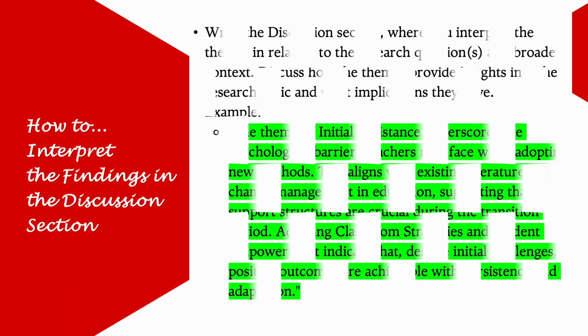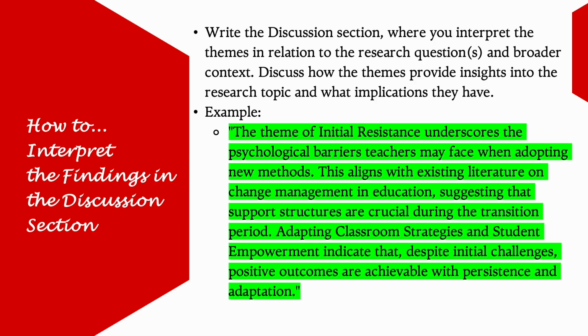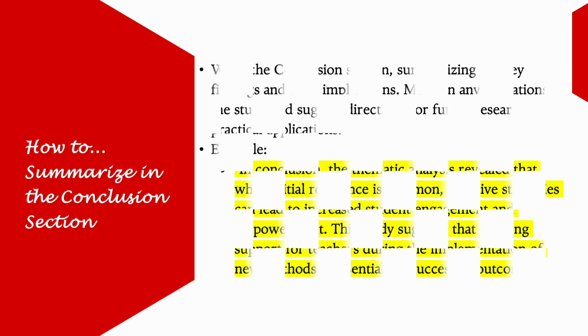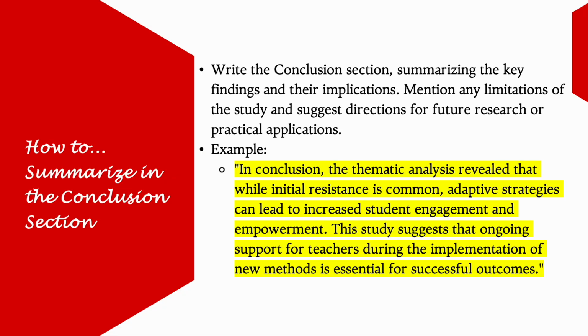How to interpret the findings in the discussion section. Write the discussion section where you interpret the themes in relation to the research questions and broader context. Discuss how the themes provide insights into the research topic and what implications they have. How to summarize in the conclusion section. Write the conclusion section, summarizing the key findings and their implications. Mention any limitations of the study and suggest directions for future research or practical applications.